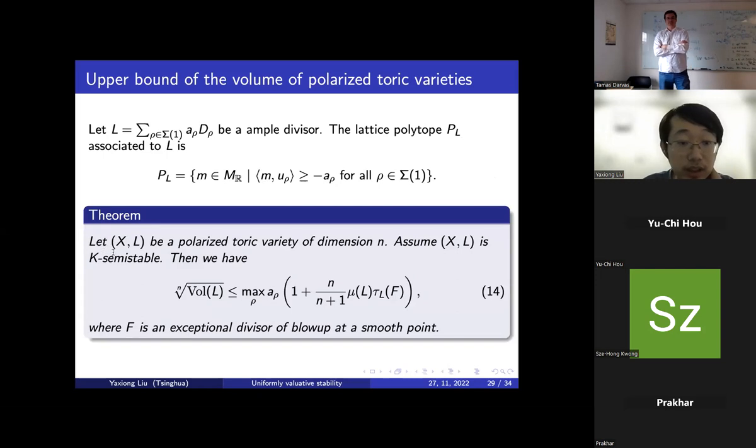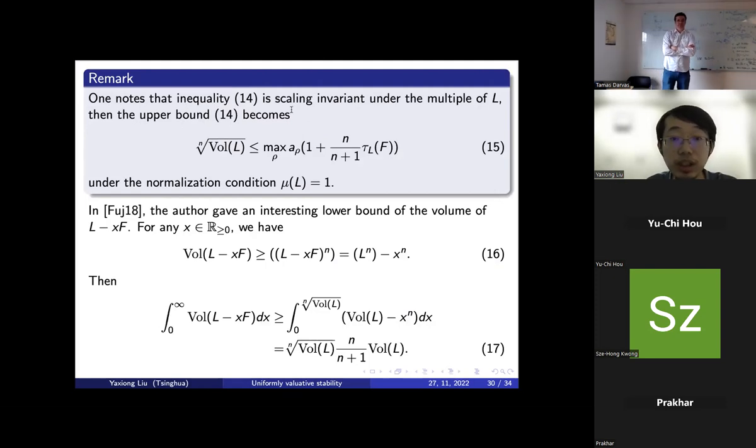So we can show that for (X, L) a polarized toric variety, assume (X, L) is K-semistable. Then the volume of L is less than or equal to the maximum of a_ρ times (1 + n/(n+1)) μ_L times τ_L(F), where F is the exceptional divisor of the blow-up of a smooth point. We can easily check this inequality is scaling invariant under multiples of L. So we can assume a normalization condition, μ_L equals one, and the upper bound becomes this one.